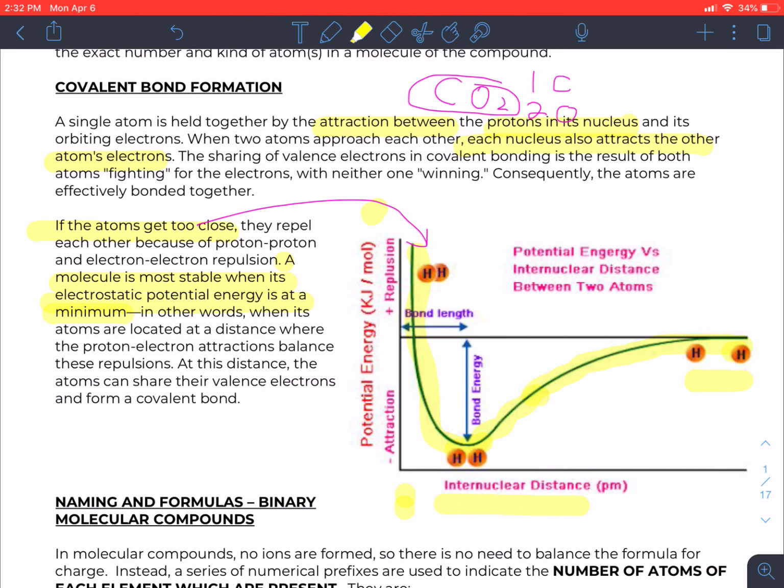Now, every atom bonding to another atom is going to be different in that distance. So don't pay attention and care so much about bond length and what the actual number is. Know that every type of bond does have a bond length, though: single, double, triple, etc.